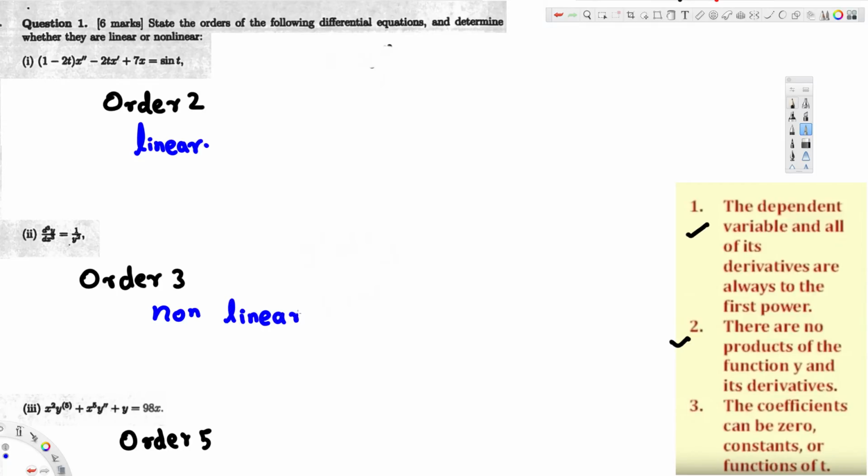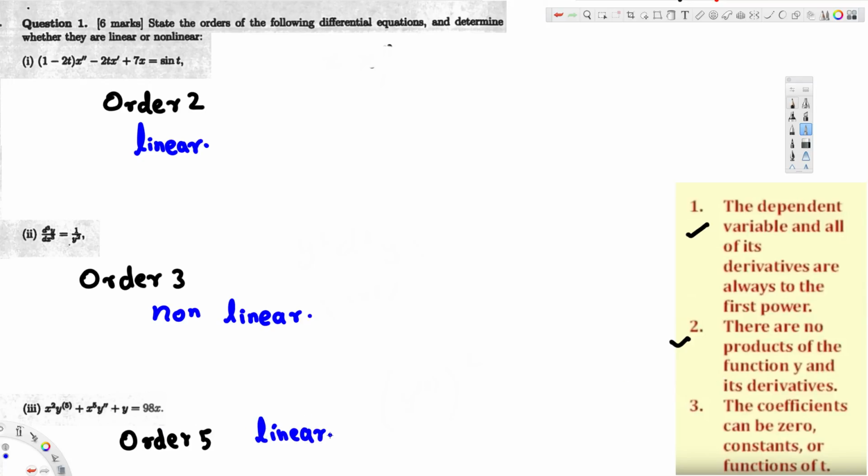Non-linear. And the third one, we have x square y double prime. Let's look at the conditions. Here the first, the dependent variable and all of its derivatives are always to the first power. If we had y power 5 or a square or something like that, then it's non-linear, but we don't have anything like that, right? So this is linear. Let's look at the second condition. There are no products of the function y and its derivative. We don't have any multiplication with y of anything, right? So it's not violating these first two rules. It means this is linear.